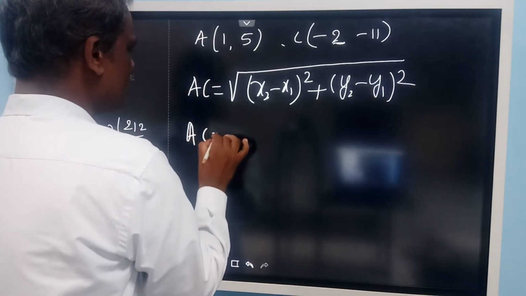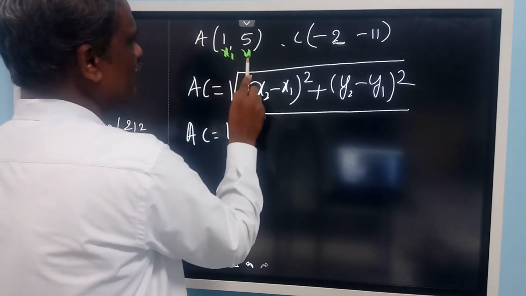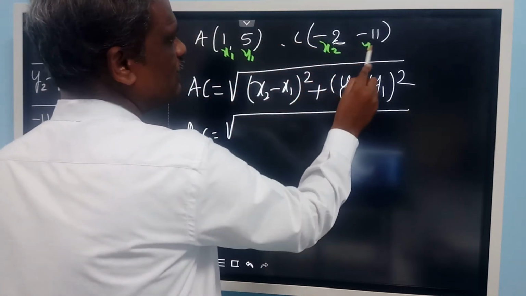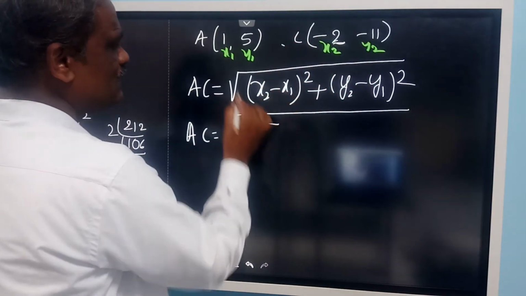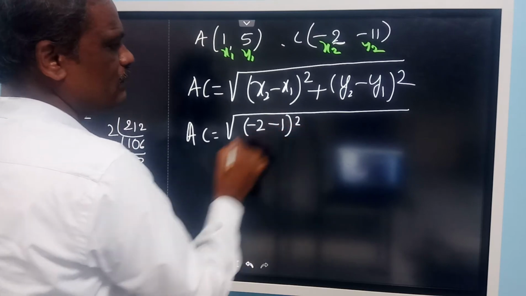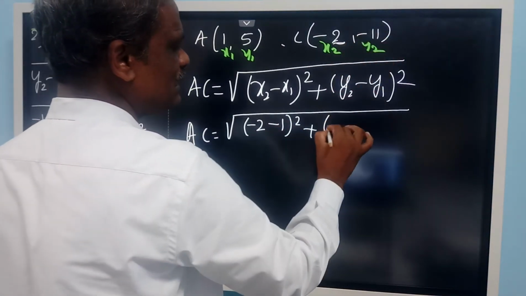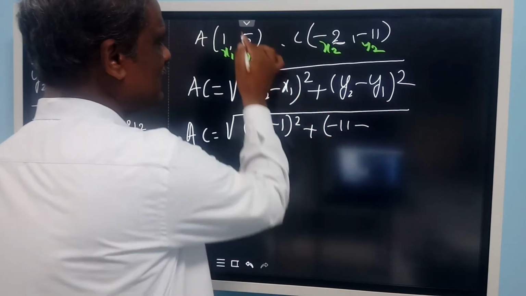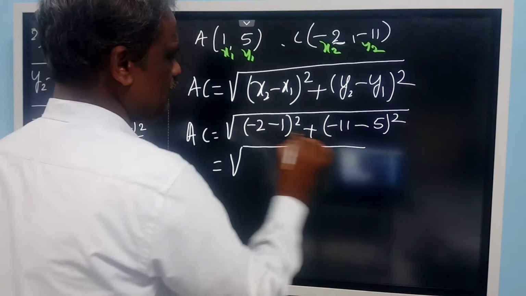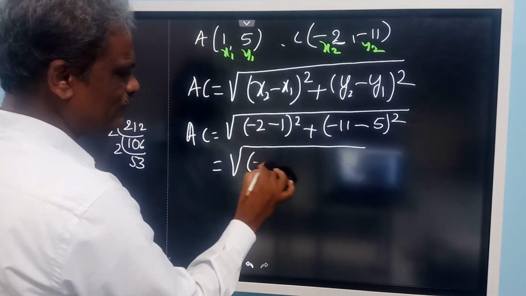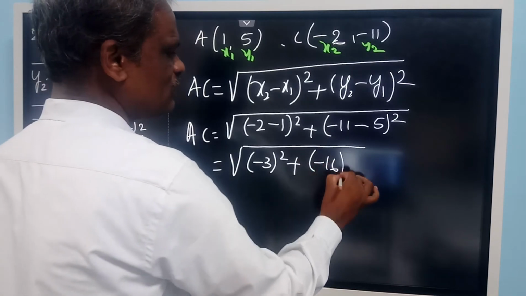So AC will be equal to root of x2 here. You can write once again x1 y1, this is x2 y2. x2 here is minus 2, minus x1 which is 1. Plus y2 here, this is minus 11, this minus you write as it is, and then 5, whole square. Simplify this. This will become (minus 2 minus 1, that is minus 3) whole square, plus (minus 16) whole square.